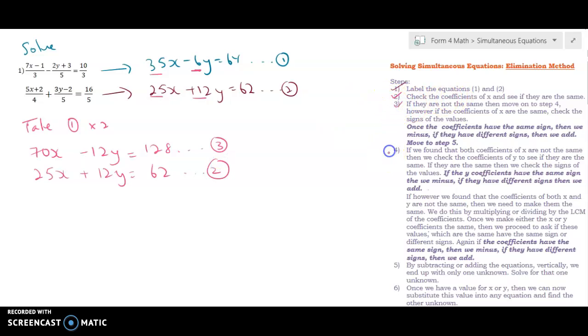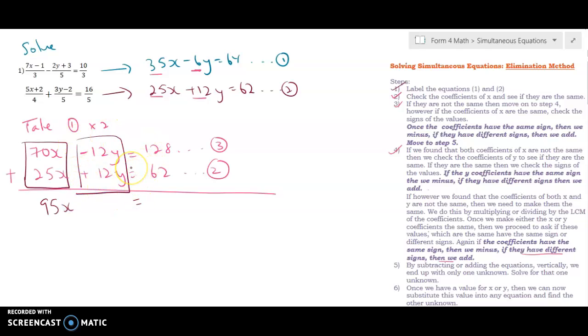So we're done with this. Now, what they're saying here is that if we have the same number but different signs, then we add. It's the same 12 and 12, but they're different signs. One is a negative and one is a positive. So what this means is I'm going to add, and that means I'm adding vertically. So 70 plus 25, that's 95x. Adding this here will give us 0y, so I don't need to write that. And 128 plus 62, that's 190.